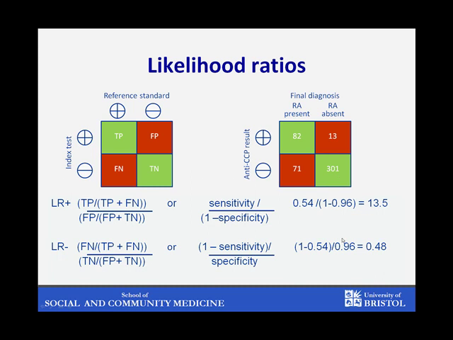Similarly, for a negative likelihood ratio, we take 1 minus the sensitivity, which is exactly the same thing as the false negative rate, and we divide that by the specificity. And again, if we use the numbers we've already calculated, that's 1 minus 0.54, or 0.46, divided by 0.96, which comes to 0.48.